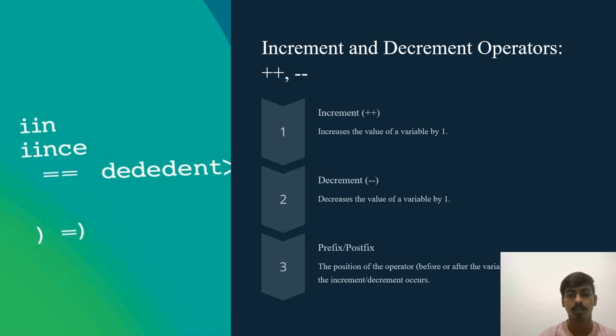Postfix and prefix. The position of the operator, before or after the variable, is where the increment or decrement occurs. That is prefix or postfix. Prefix is before and postfix is after. The position of the operator can change, before or after, where the increment or decrement occurs.